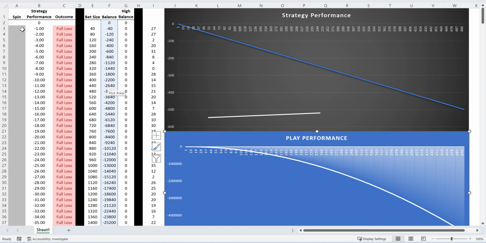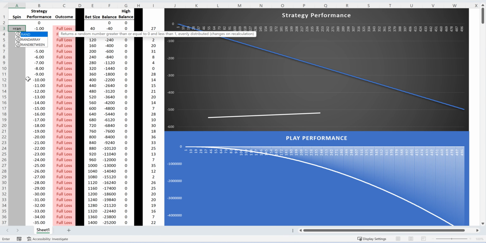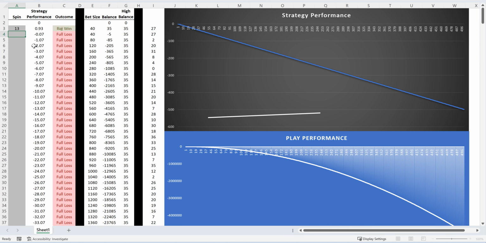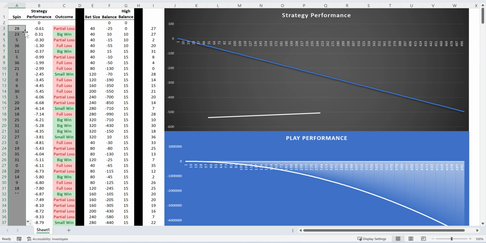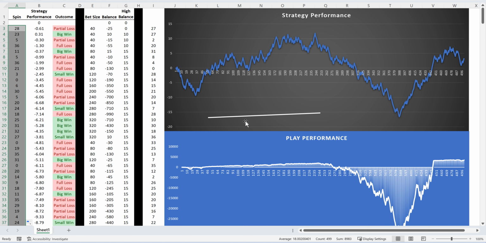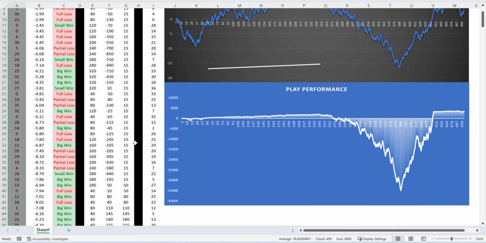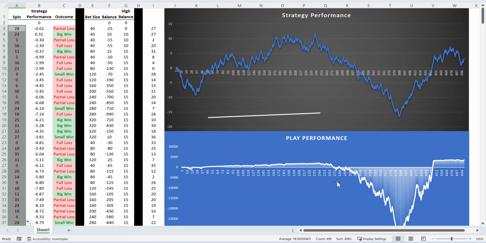And then I'm just going to do a random number generator between 0 and 36, and I'm going to drag it all the way down to 500, and we're going to look at it. So these are just 500 randomly generated. It's mimicking the spins, right? So this is 500 spins. Now look at this. I mean, look at this massive drawdown.